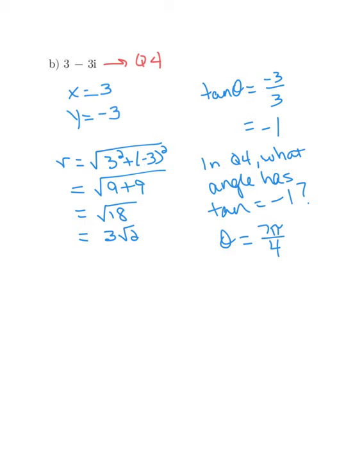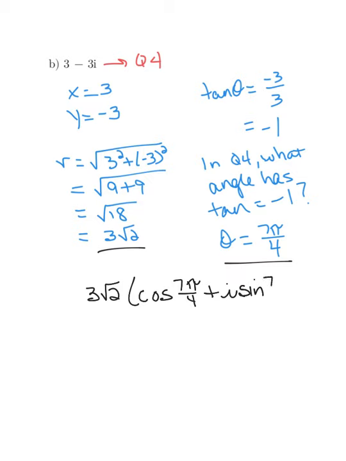So now, once you know r and theta, you are ready to actually write your number. This means that the trig version of this number would be 3 square root of 2 times cosine of the angle, 7 pi over 4, plus i times the sine of the angle, 7 pi over 4. You can write that in cis version if you'd like.